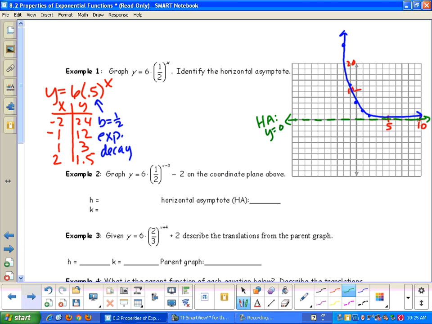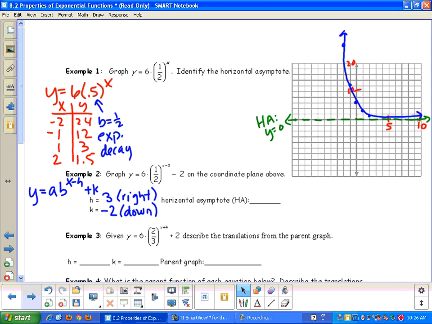Now let's look at the next graph that we have. We're going to graph y equals 6 times 1/2 to the x minus 3 power minus 2. So in this case, my h value is 3, my k value is -2, because remember the formula is always y equals a times b to the x minus h and then plus k. So you always want to do the opposite of that h value. That means for this, we are going to be moving our graph to the right 3 and down 2. You can make a table of values if you want, or you can just count right 3 down 2 from the graph we graphed before.